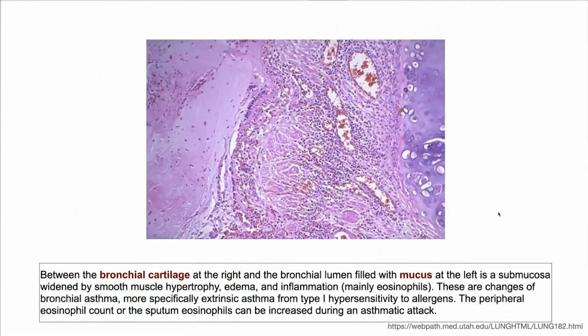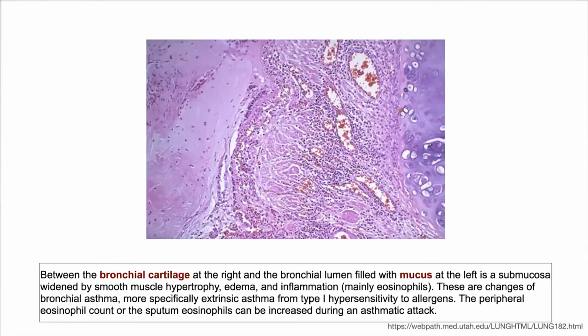Again, asthma is a condition that is diagnosed clinically, and as pathologists we rarely receive a biopsy from an asthma patient. If we do, it is either a biopsy of a living patient or from a patient who died. There's mucus here on the left side, and this is the cartilage, so this tissue is taken from the large airways.